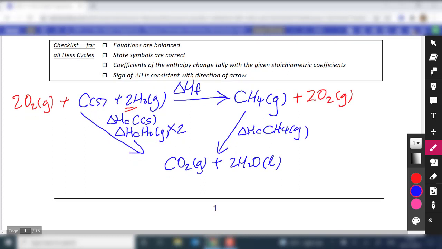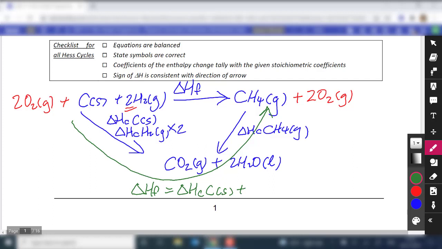So from the above, in order to calculate the enthalpy change of formation, we will need to take an alternative route, in this case in an anti-clockwise manner. When we are taking an alternative route, we need to track the direction of the arrows. If it's in the same direction as the arrows, then we'll just let it be. So that will be the enthalpy change of combustion of carbon plus the enthalpy change of combustion of hydrogen gas times 2. If it's against the flow of the arrow, then we need to minus it. So that will be minus the enthalpy change of combustion of methane.